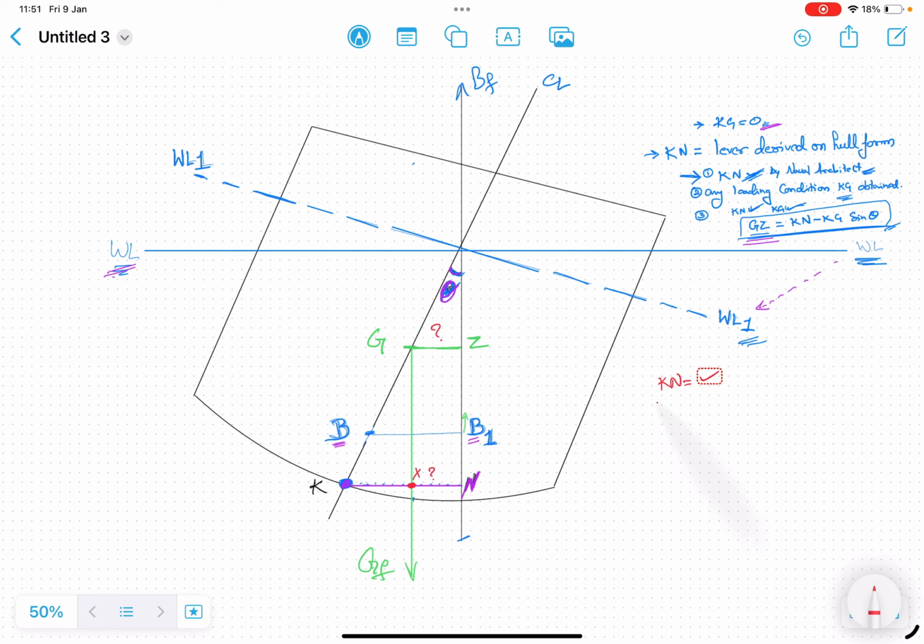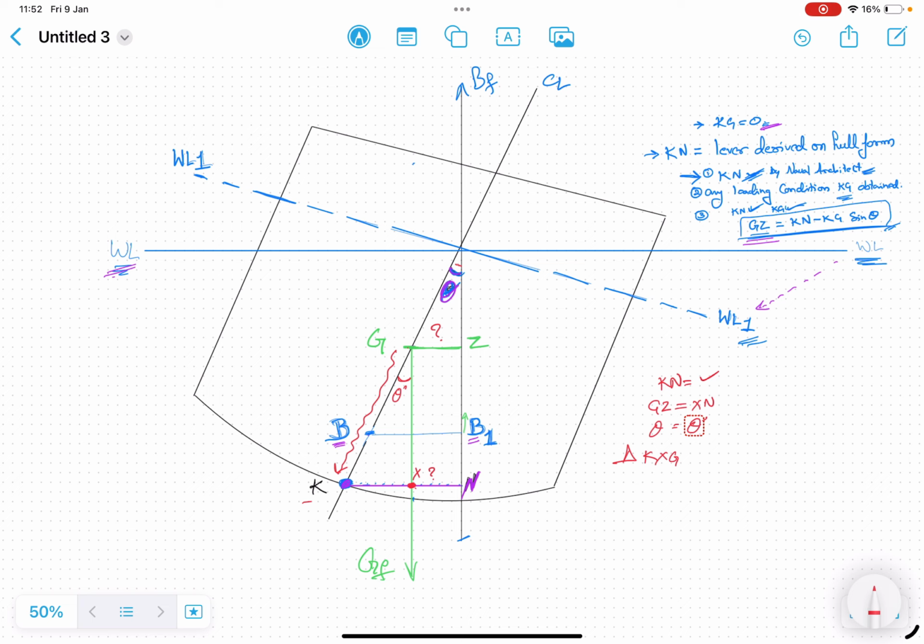GZ will be equal to XN. We also know that this angle theta, which is coming over here, is also equal to this angle, call it theta dash. Let's consider a triangle. Which triangle? We'll consider the triangle KXG. We already know this thing; on board it has been calculated.